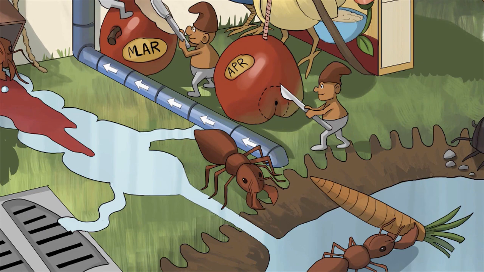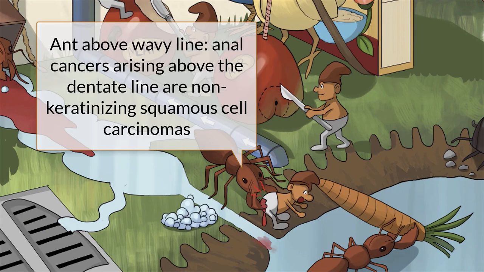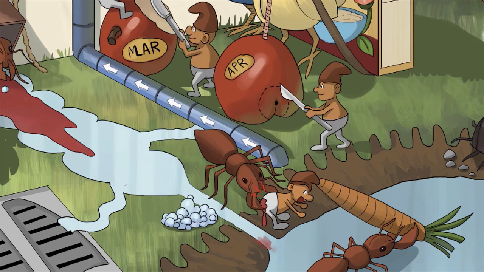A word on histology. Anal cancers rising above the dentate line, symbolized here by the wiggly line around the water, are non-keratinizing squamous cell carcinomas. You may be thinking, but that's where the intestinal epithelium is, so it should be adenocarcinoma. True. But remember that there's a transitional zone above the dentate line where the histology transitions from intestinal epithelium to squamous epithelium, and where squamous cell carcinoma is the prevailing malignancy.